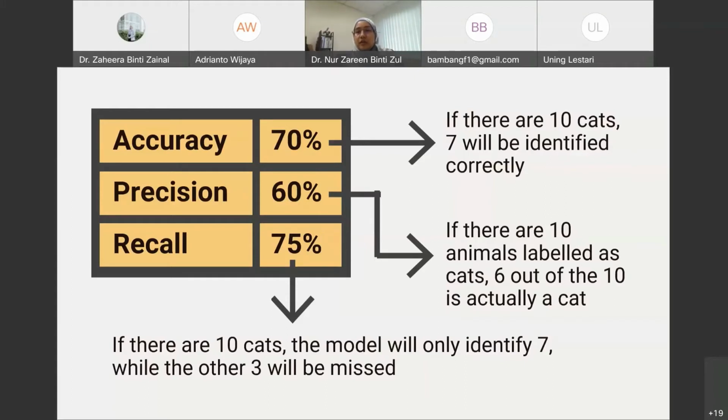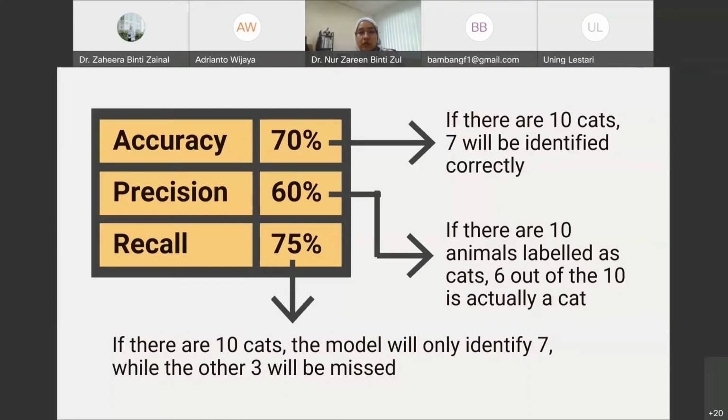For precision, 60%, it means that if you have labeled 10 animals as cats, okay, so this is the model doing its job. So you label 10 animals as cat, only 6 out of 10 that you have labeled is actually a cat. So meaning 6 is correctly labeled, the other 4 is wrongly labeled. So this is what precision means.